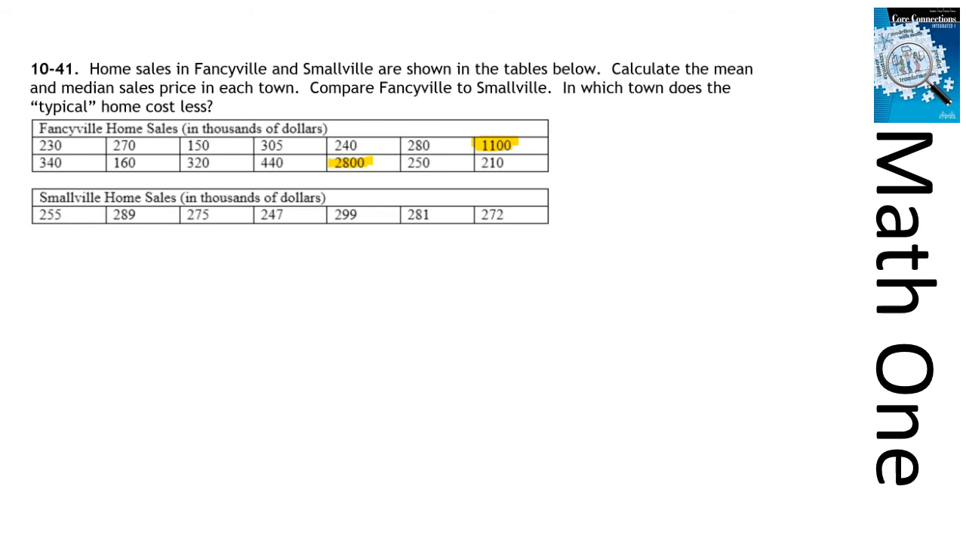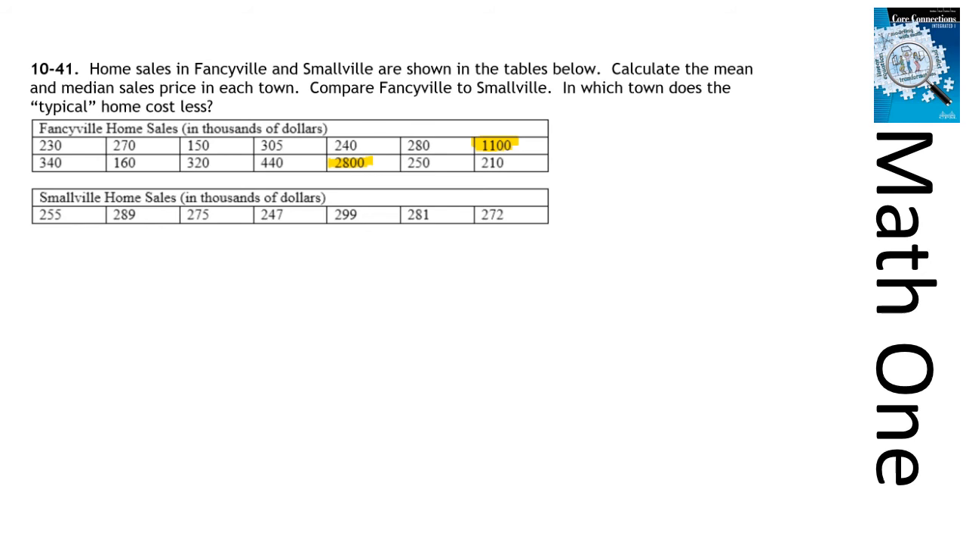But do what the book said. You have to order the list from least to greatest and figure out the median for each set of data, and then add them up and divide by how many there are to calculate the mean. When you're answering the question, just be aware that those two large numbers are in thousands of dollars.